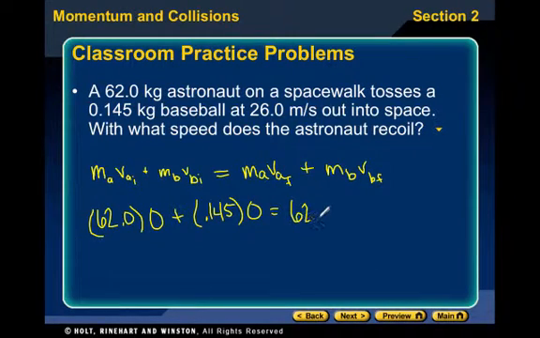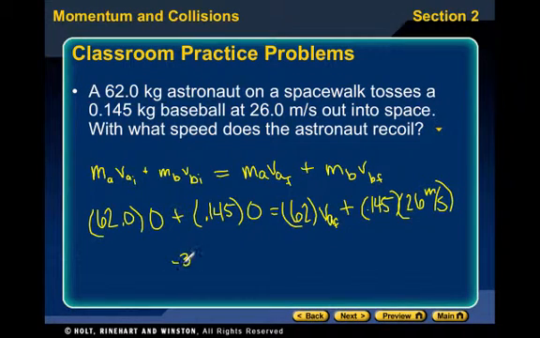Okay, we're going to have mass of the astronaut 62. So I have 62 kilograms times, we're looking for the astronaut's final speed, so let's leave that as a variable, plus the mass of the ball is 0.145 kilograms. And then we'll have 26 meters per second is the speed of the ball final. So when we subtract the 0.145 over, times 26 is equal to 3.77.